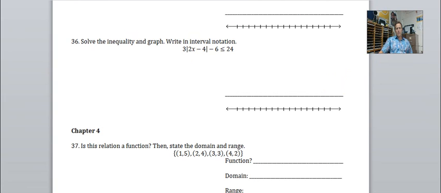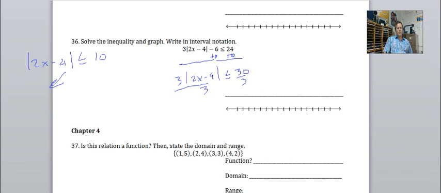Number 36, last one. We are first going to add 6 over. That's going to give us 3 times the absolute value of 2x minus 4 is less than or equal to 30. Divide by 3, and we're going to get the absolute value of 2x minus 4 is less than or equal to 10. You have to split this up into 2 different equations. 2x minus 4 is less than or equal to 10. 2x minus 4 is greater than or equal to negative 10. And you just solve. Add 4 over, divide by 2.